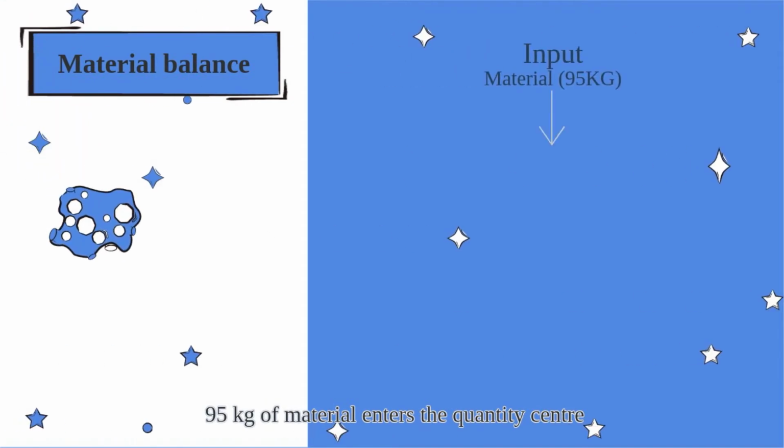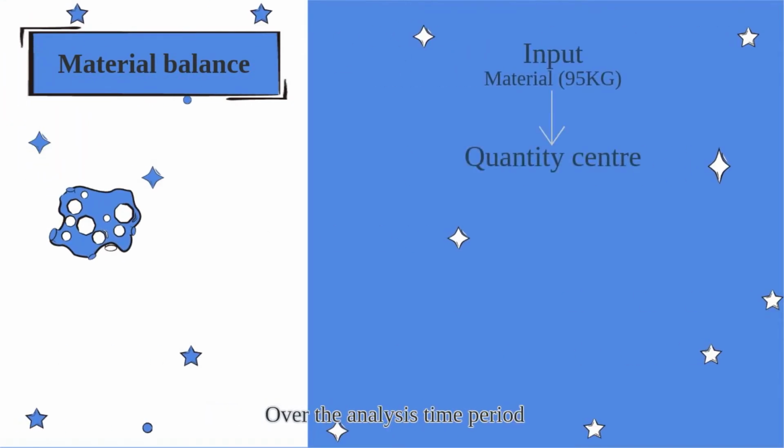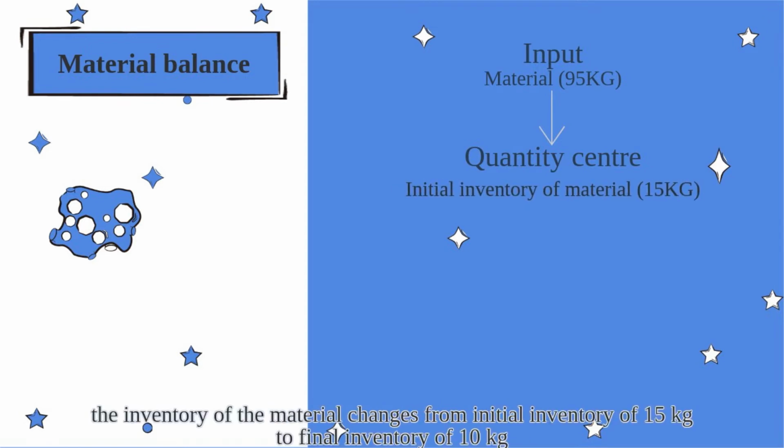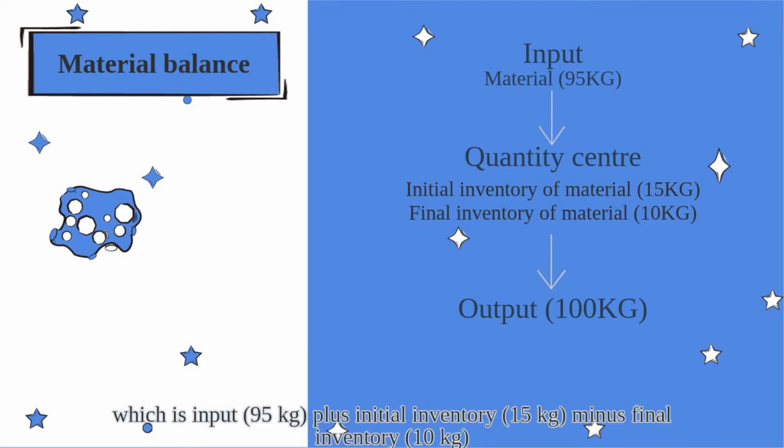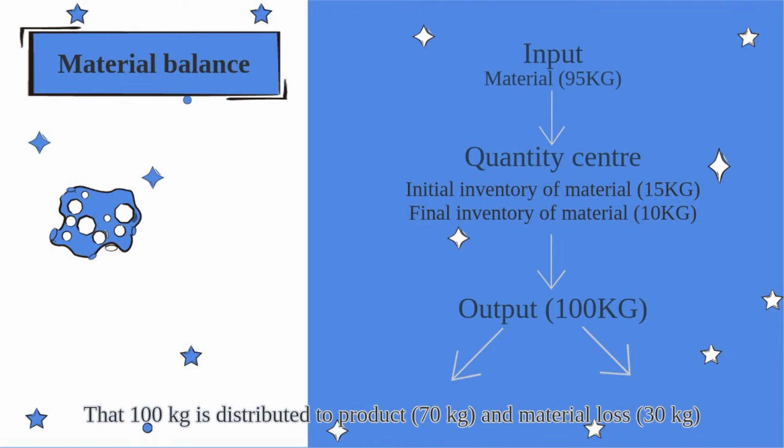In this example, 95 kilograms of material enters the quantity center. Over the analysis time period, the inventory of the material changes from initial inventory of 15 kilograms to final inventory of 10 kilograms. The amount of material leaving the quantity center is 100 kilograms, which is input 95 kilograms plus initial inventory 15 kilograms minus final inventory 10 kilograms. That 100 kilograms is distributed to product 70 kilograms and material loss 30 kilograms.